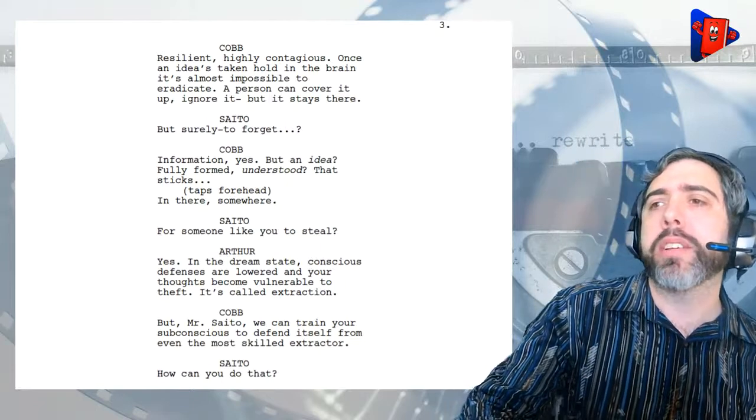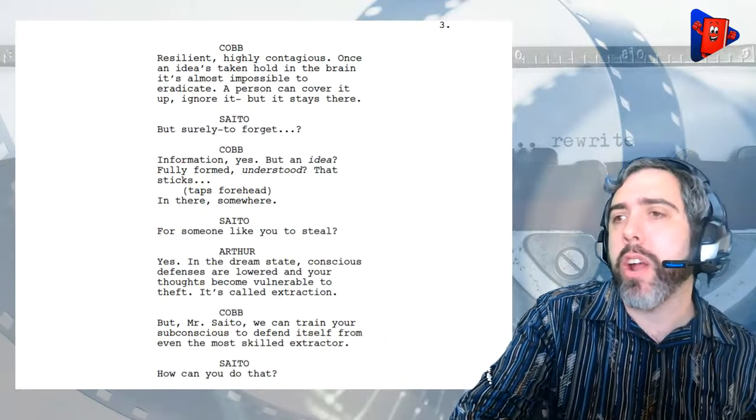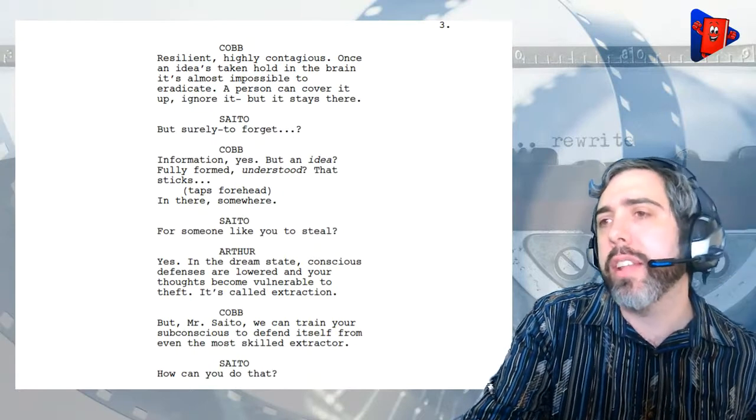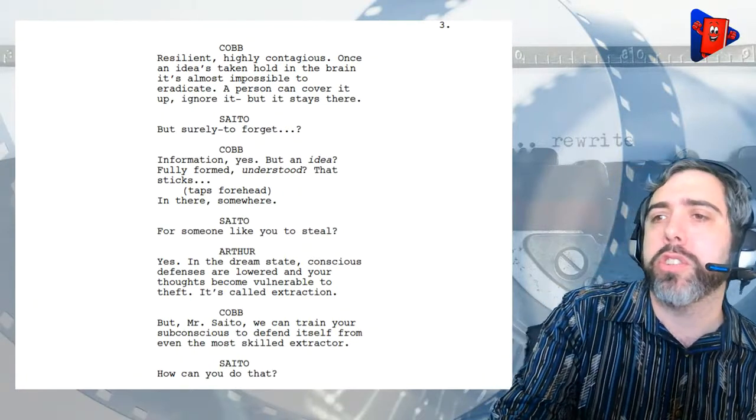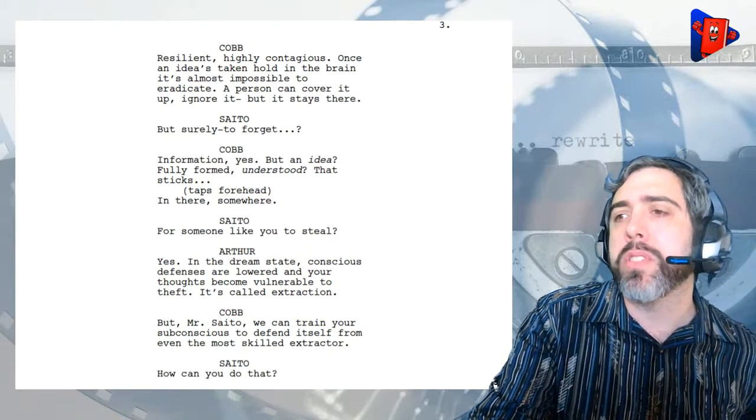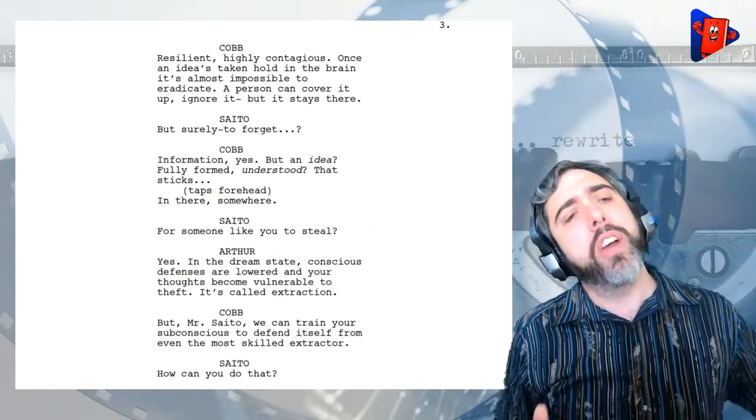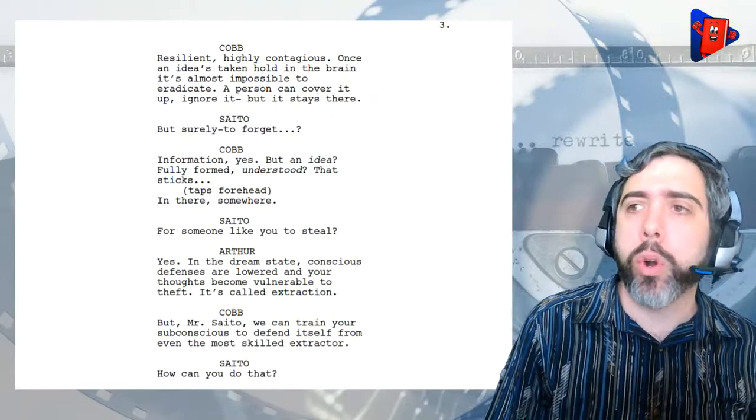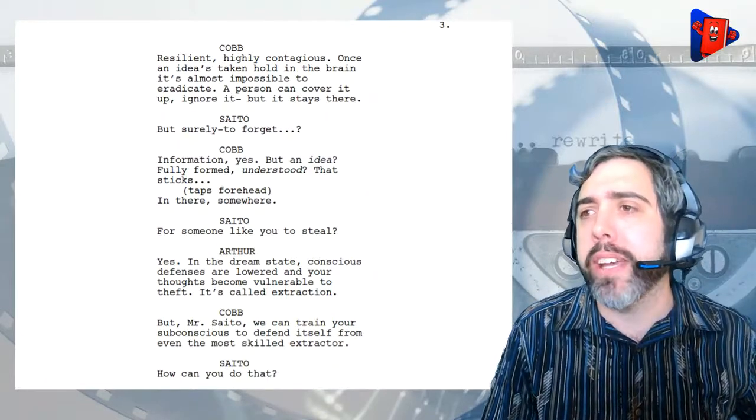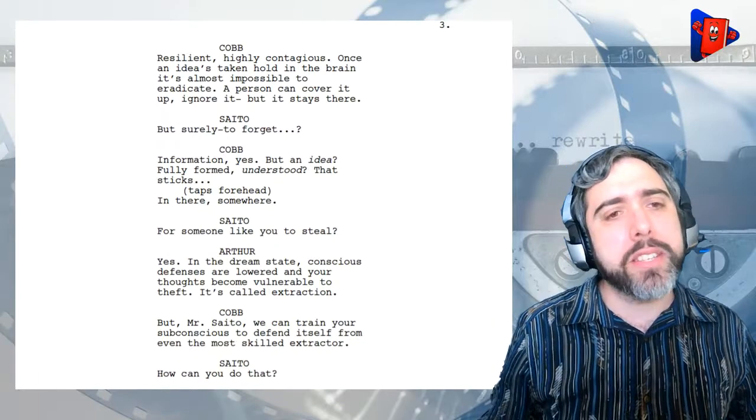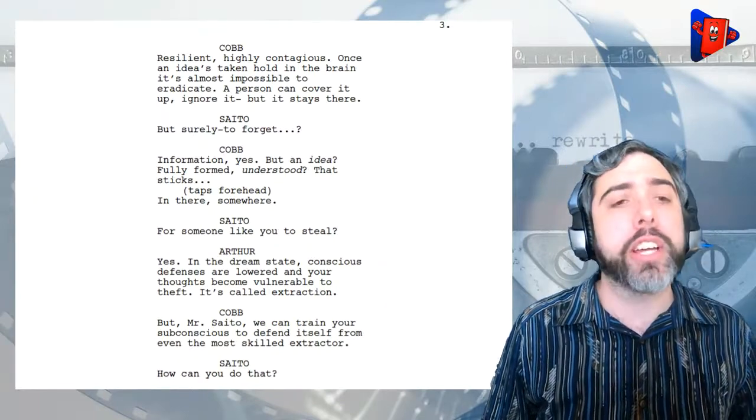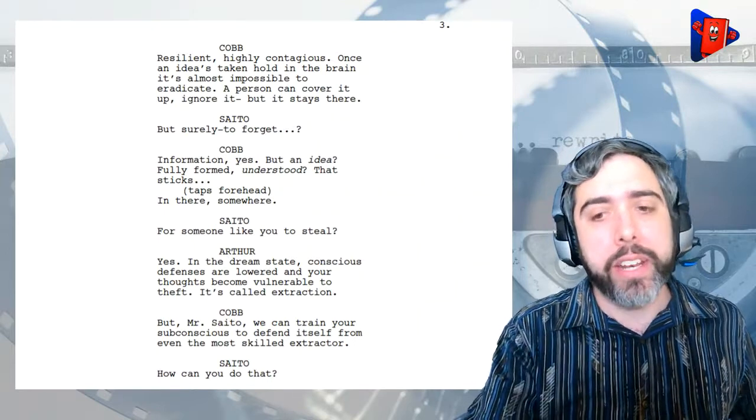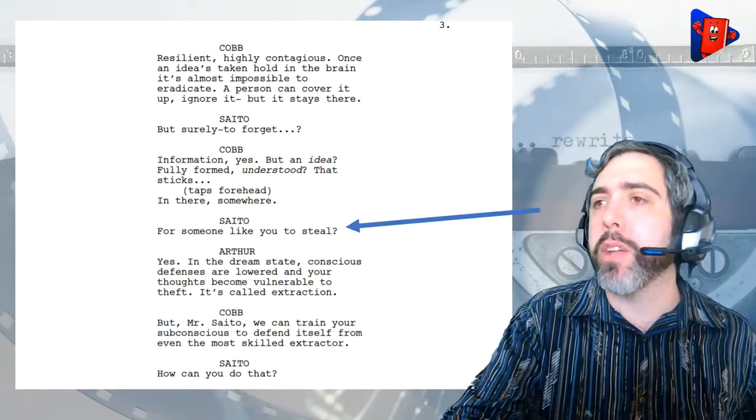And then Arthur brings up the exposition. It's called extraction, to get thoughts from somebody else. And then Cobb says, "We can train your subconscious to defend itself from even the most skilled extractor." So we're getting this little bit of information about the world building. And then they're going to pull the twist that rather than just tell us about what extraction looks like, you're going to find out we're in the middle of an extraction right now. And of course, that's a way to amp it up and make things much more interesting.